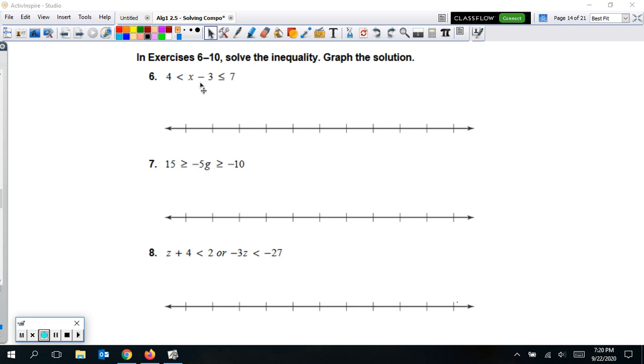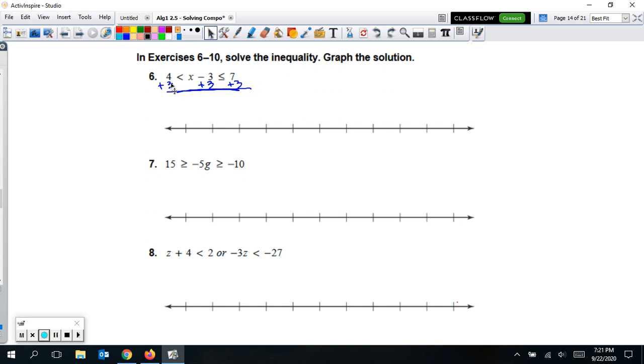So we go to the middle part here to get x by itself in the middle. So we just need to get rid of this minus 3. So we're going to add 3 to the middle to undo that 3, and then x will be by itself. But since I'm adding 3 to the middle part, we have to add 3 to both ends as well. So we're kind of doing two inequalities all at once here. So we're going to add 3 to the 4 on the left side, and we'll add 3 to that 7 on the right side.